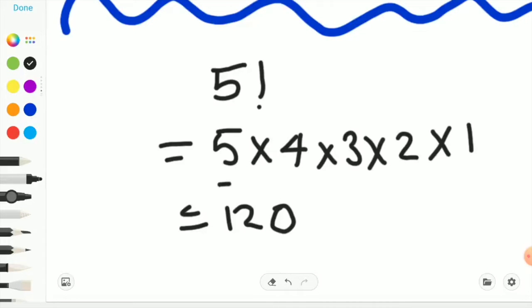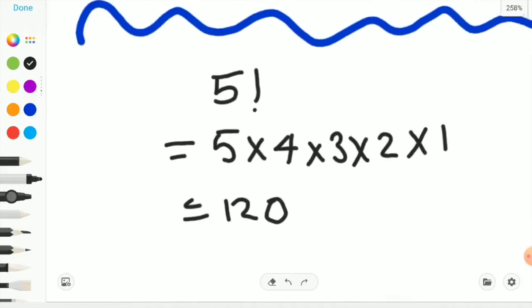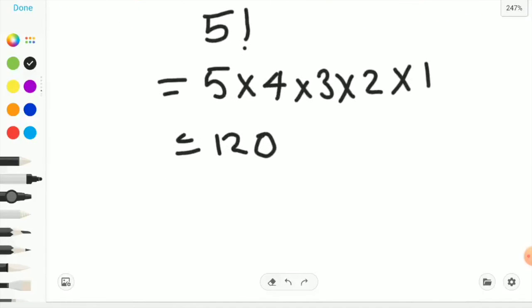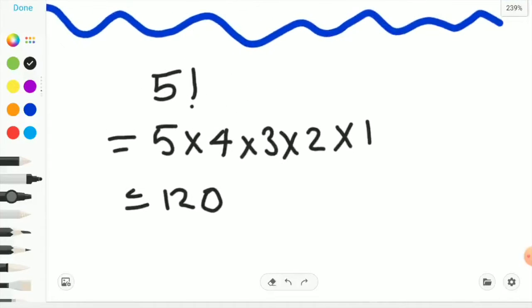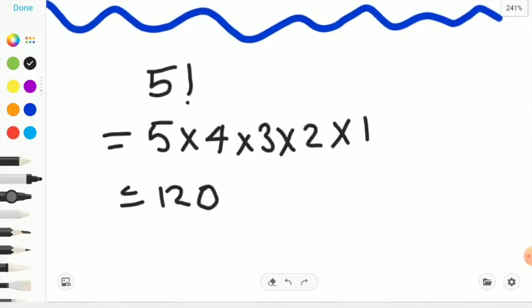There's a specific reason for a factorial, which is to determine the number of combinations and such. But this is just a concept as well. Okay, and then I'll show you the formula for it too.